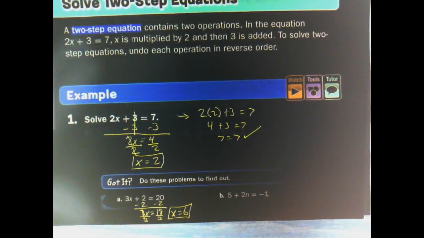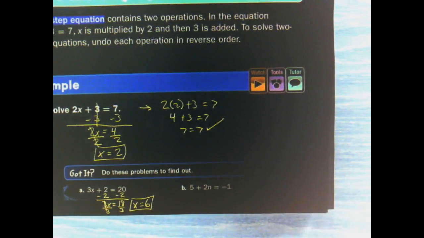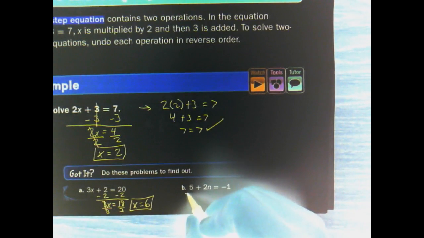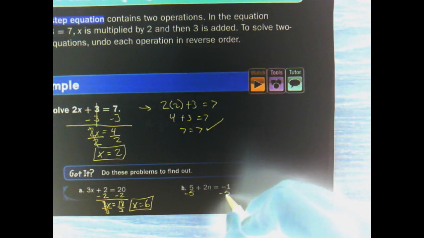Okay, if I wanted to check it, I could plug it back in. Over here, B is a little bit trickier this time. It's not in the correct order. So here, some students have trouble knowing what to do with the 5. Well, this is a positive 5. So how do you get a positive 5 to turn to 0? Well, we subtract 5. And whatever we do to one side, we must do to the other.